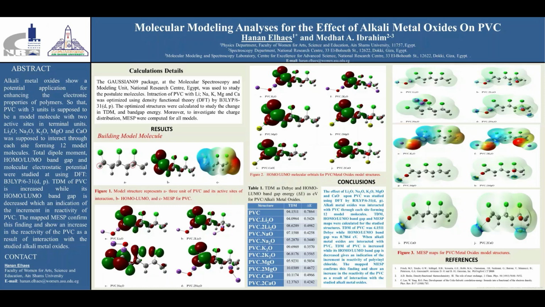Alkali metals show a potential application for enhancing the electronic properties of polymers. So, polyvinyl chloride with 3 units is supposed to be a model molecule with 2 active sites and terminal units. Lithium, sodium, potassium, magnesium and calcium oxides were supposed to interact through each site, forming 12 model molecules. Total dipole moment, HOMO-LUMO band gap energy and molecular electrostatic potential were studied using density functional theory.